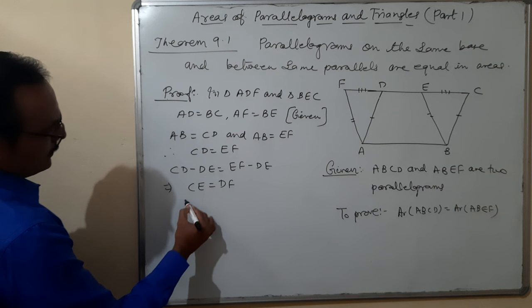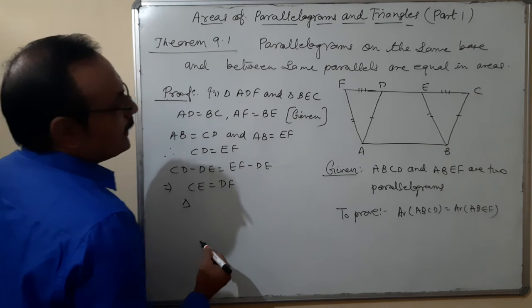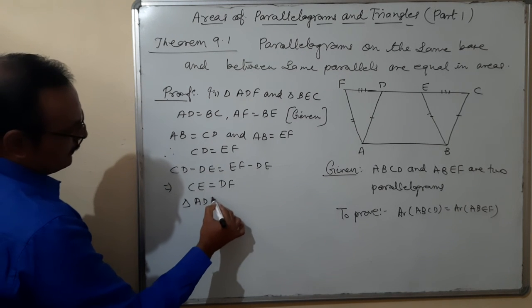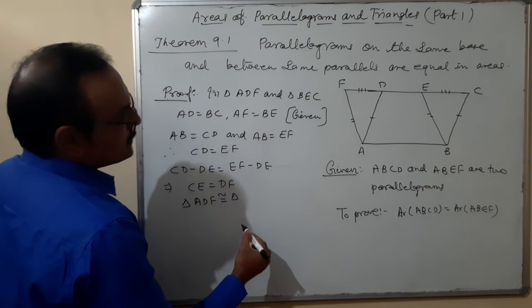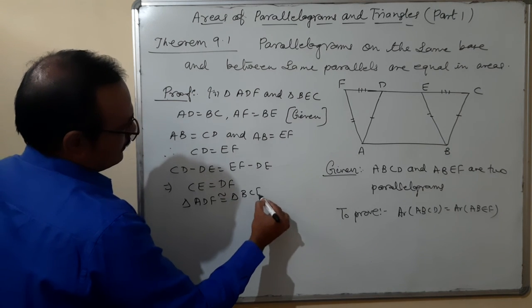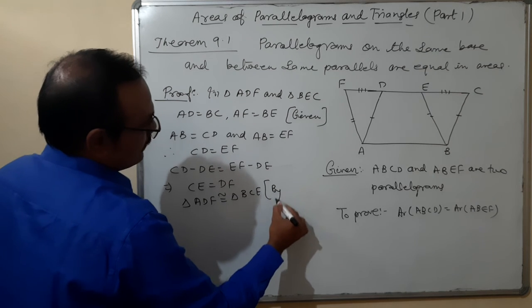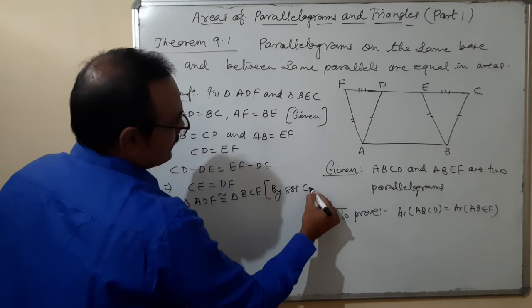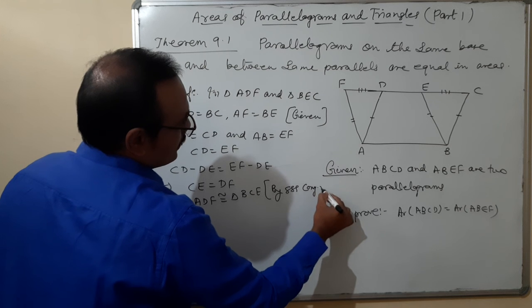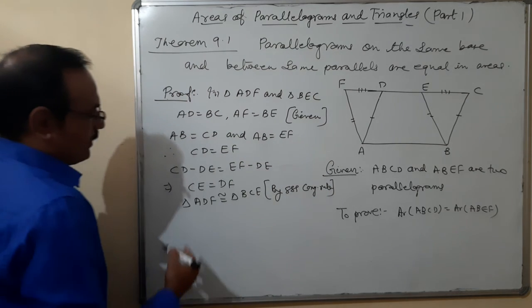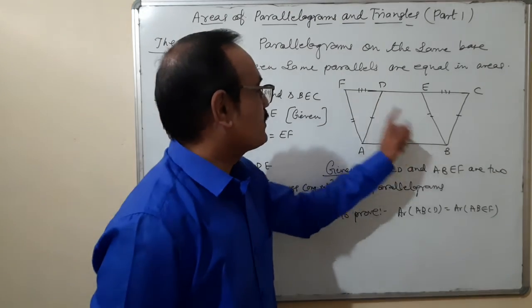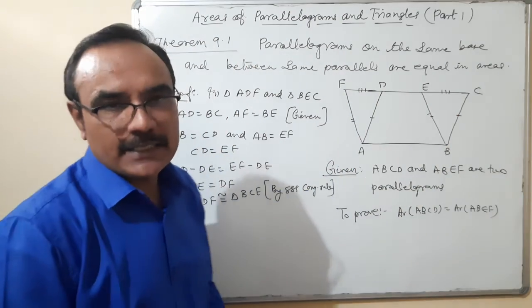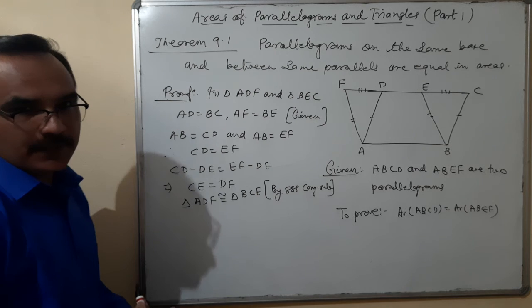Triangle ADF is congruent to triangle BCE by side congruency rule. ADF is congruent to triangle BCE. By side congruency rule, both the triangles are congruent.